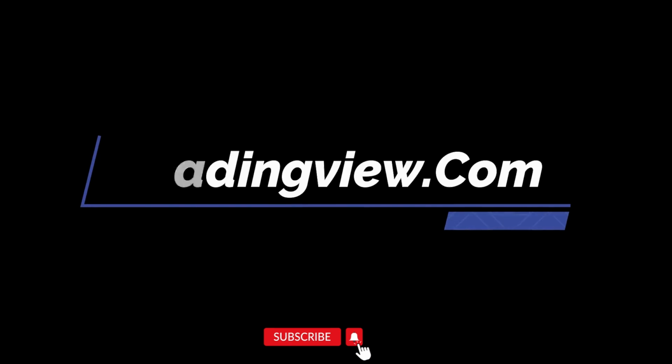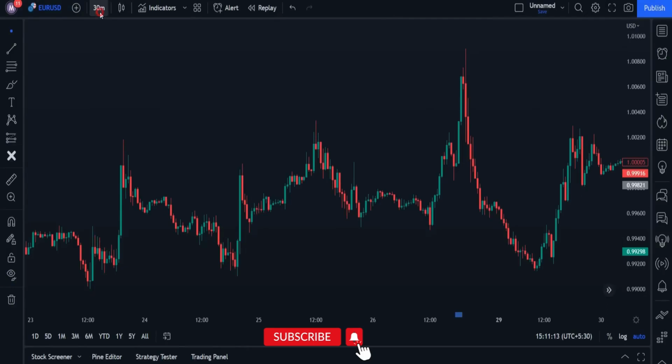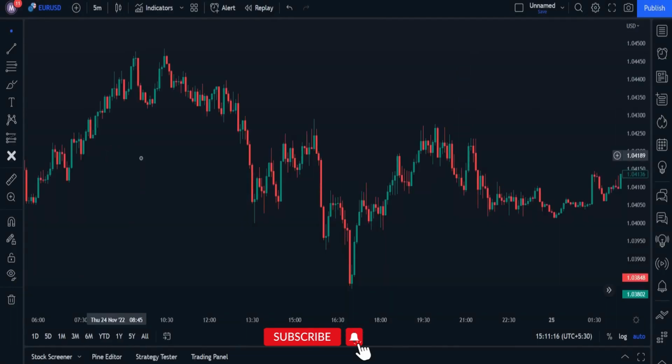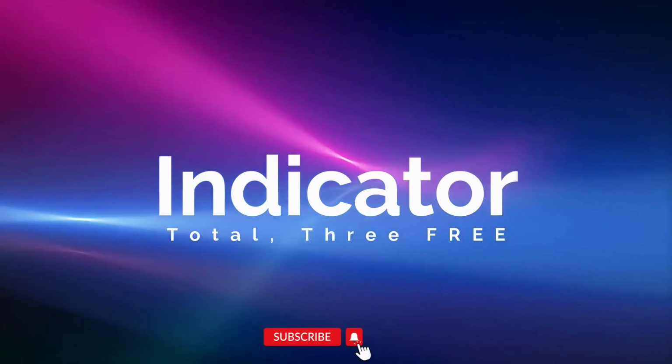First of all, open TradingView, and then select the Euro-USD currency pair. Now I'll set my time frame to 5 minutes for this strategy. But keep in mind that you can use this method on all time frames, and this strategy can be profitable on all of them. Now it's time to add indicators to our chart. In total, 3 free indicators are going to be used in this strategy.